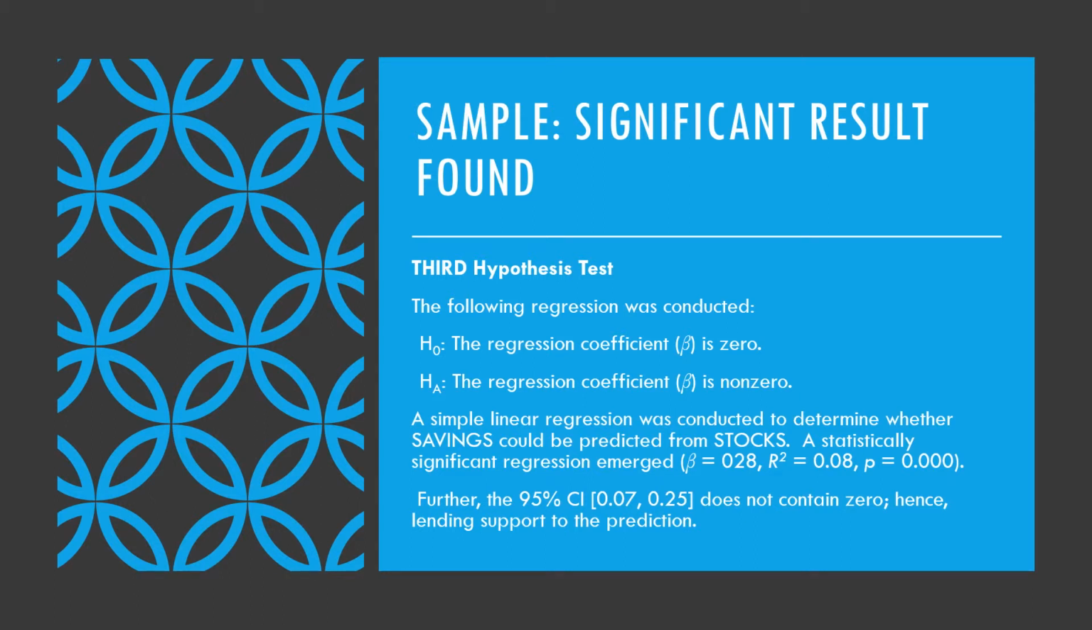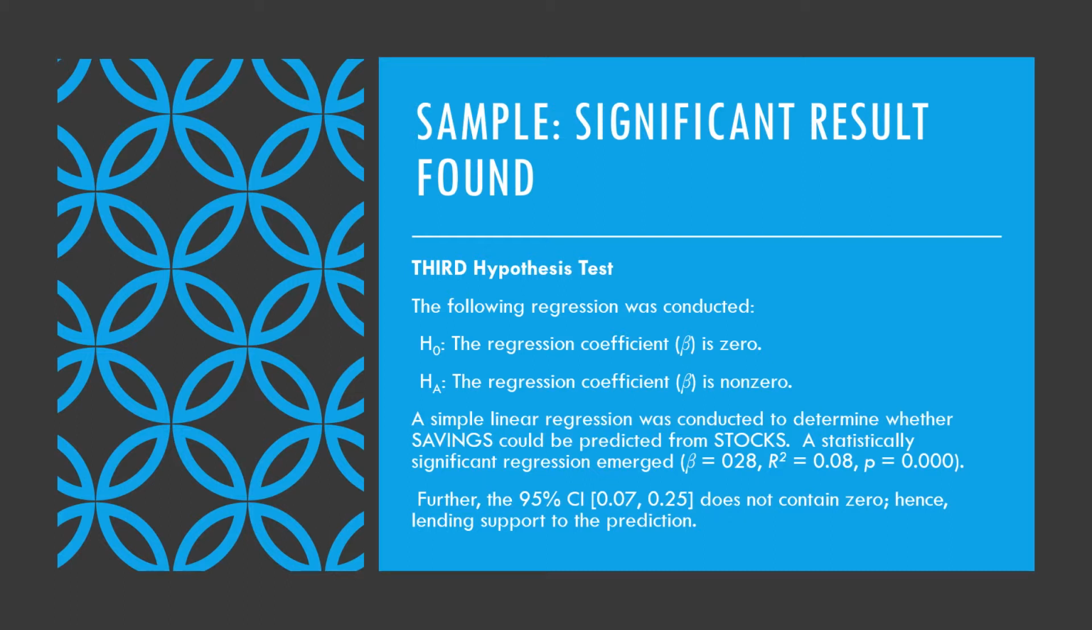So here we have a sample, and we showed a significant result found for our third hypothesis test. The following regression was conducted. The null hypothesis was the regression coefficient beta is 0, and the alternative hypothesis, the regression coefficient beta is non-zero.